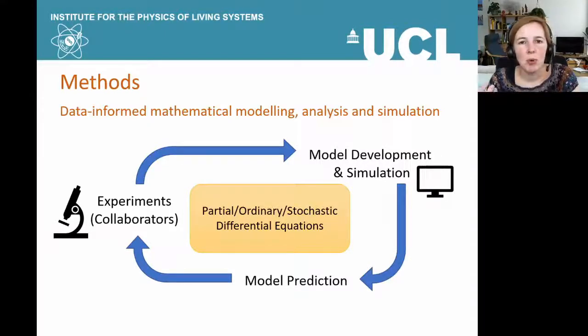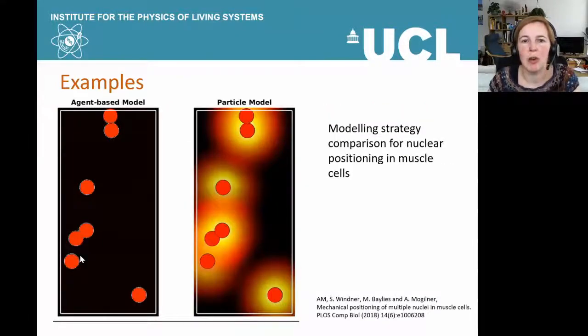The main modeling tool that I use are differential equations, which come in a number of different flavors, and I use whatever flavor, so partial, ordinary, stochastic differential equation, whatever is necessary and is the best tool in order to answer the biological question at hand. Let me show you 3 videos to give you an idea of the kind of simulations or models that we use.